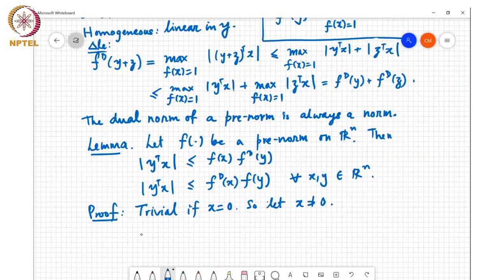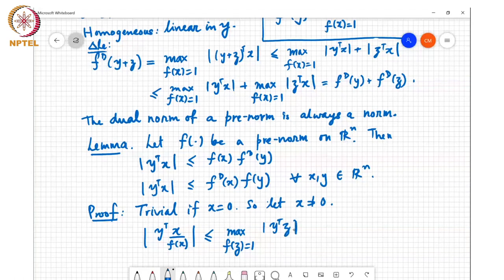the quantity Y transpose X divided by F of X. Since X is not equal to 0, F of X is non-zero, so I can consider the vector X over F of X, and this is less than or equal to the max over all Z such that F of Z equals 1 of mod of Y transpose Z. Why is this true? Of course, this is equal to F D of Y by definition. And the inequality immediately follows.